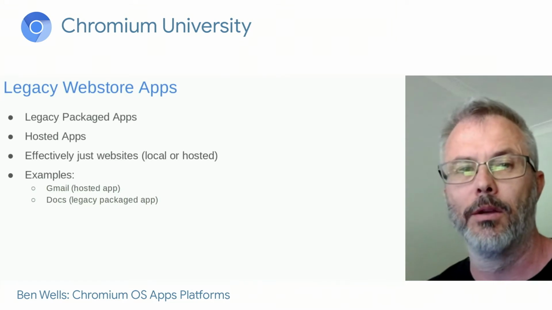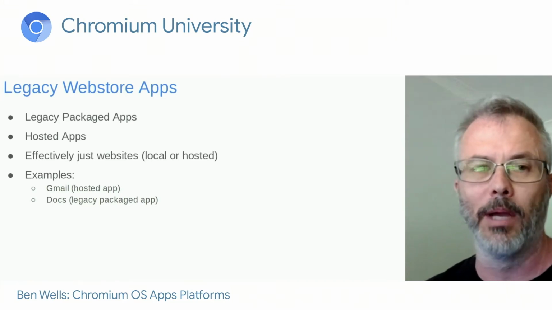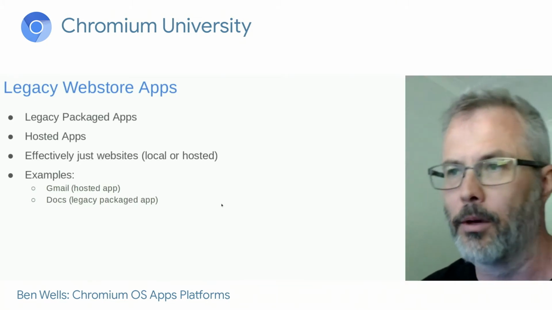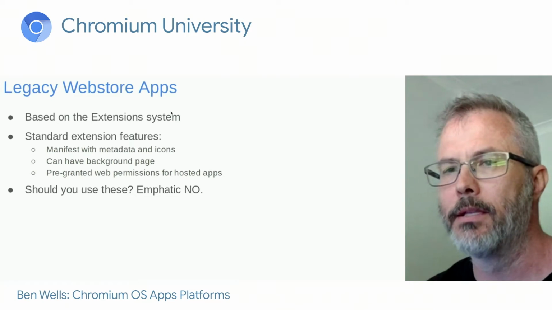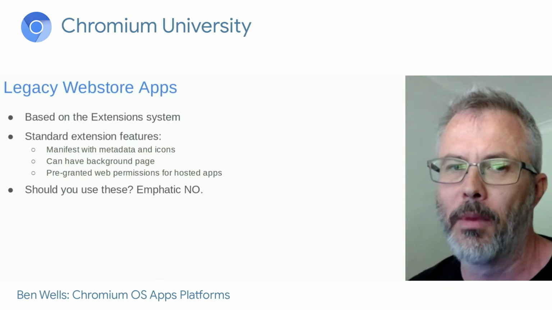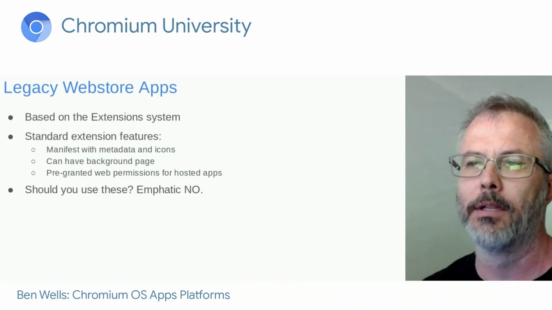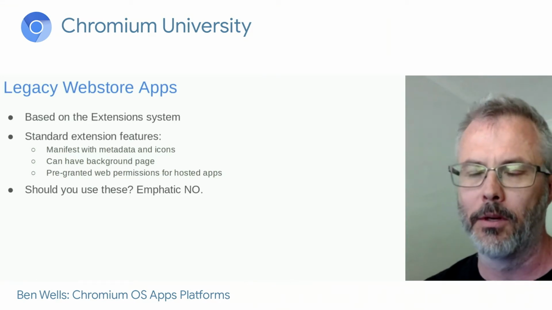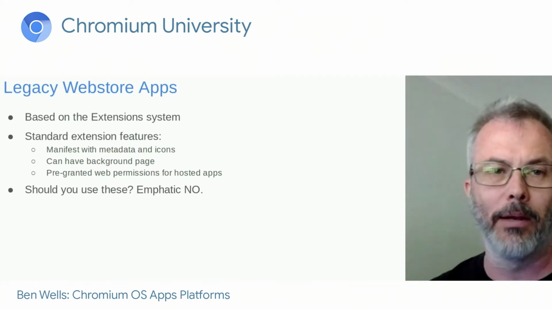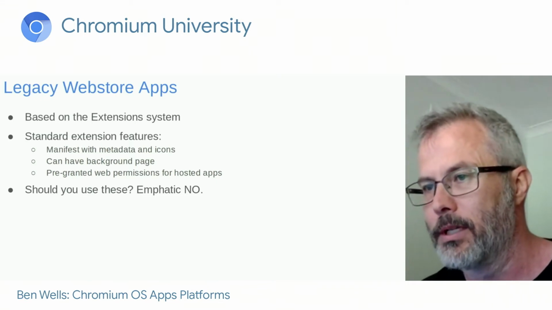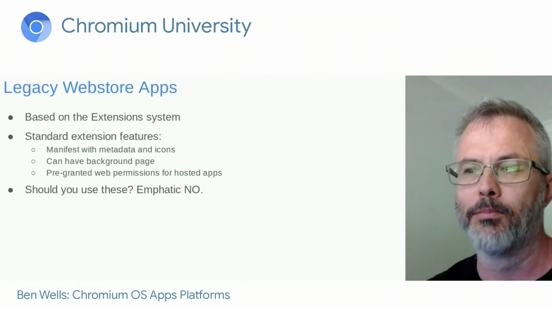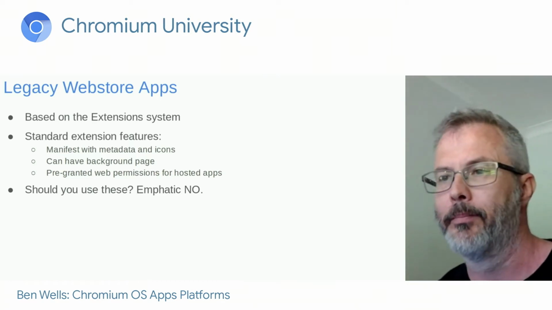Originally, SSH was one of these as well, a legacy packaged app where all the assets would be live. It still pretty much just looked like a website. These are based on the extension system. What that means is if you've ever made an extension, they have a manifest and icons. Metadata and icons come from a manifest. They can have a background page to enable background processing. And hosted apps, you could use the extension system to pre-grant some web permissions.